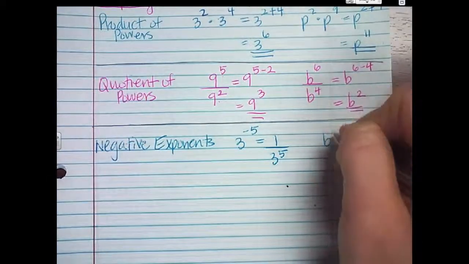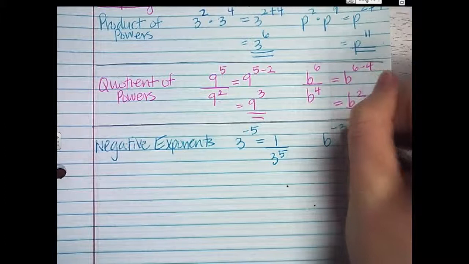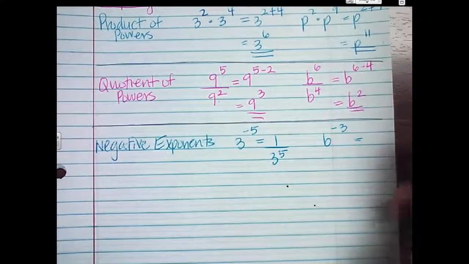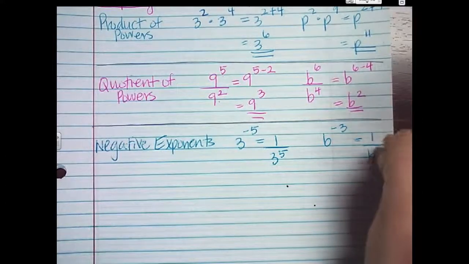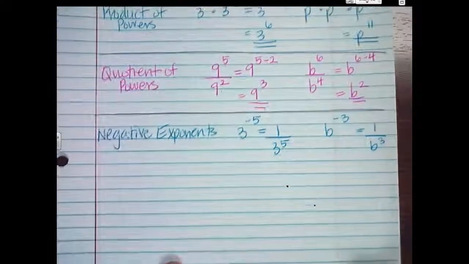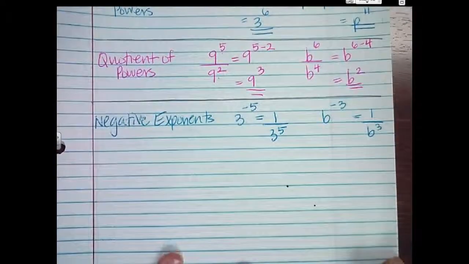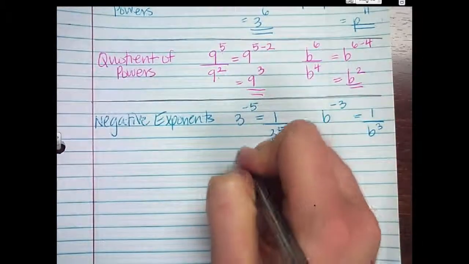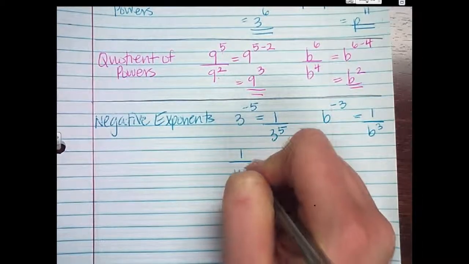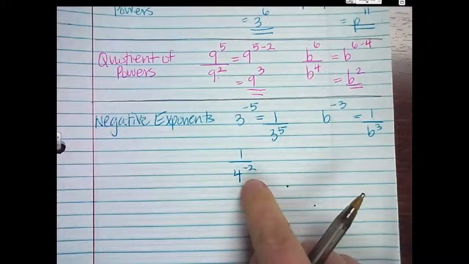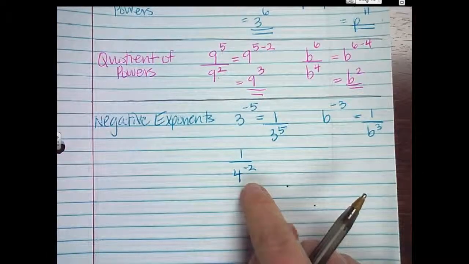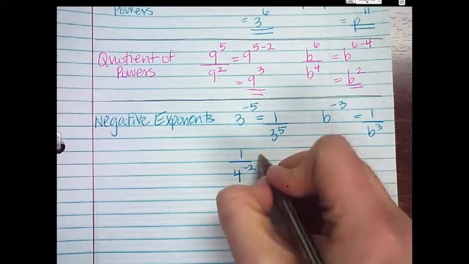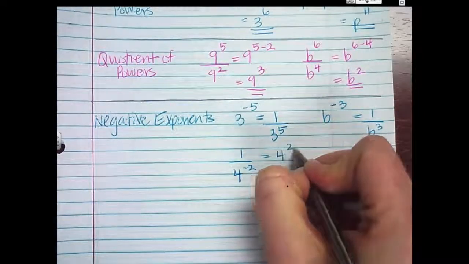So if I had a letter, let's say b to the negative 3, I can make that positive by moving it to the denominator. Now, also here, I want to do the other way. What if I had 1 over 4 to the negative 2? I have a negative exponent, but I'm in the denominator. It just moves up to the numerator. So this becomes 4 to the positive 2.